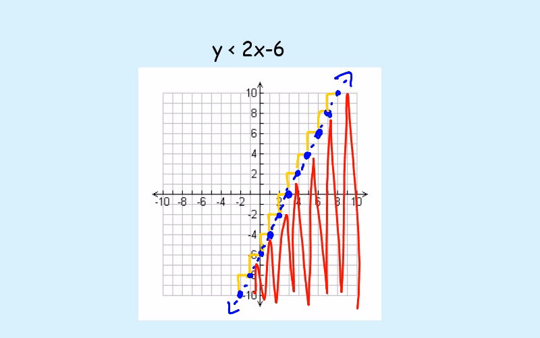The shaded part on the graph represents all of the possible coordinates that could solve this inequality. Now why did I shade down? Because it's less than. Less than needs to go down.